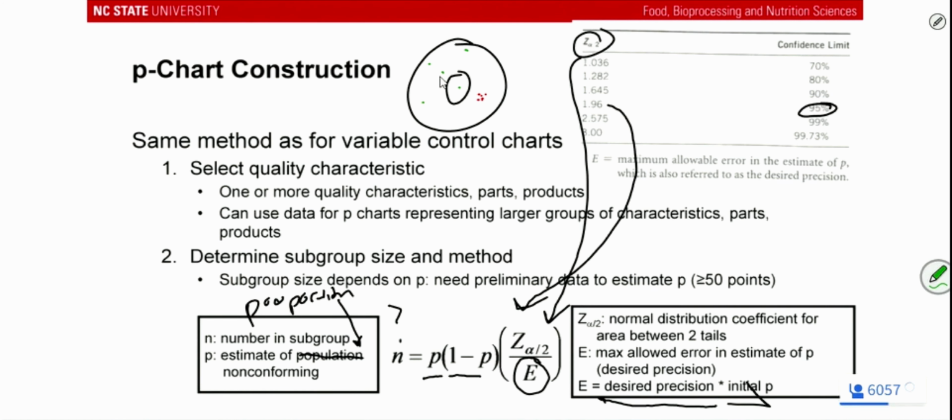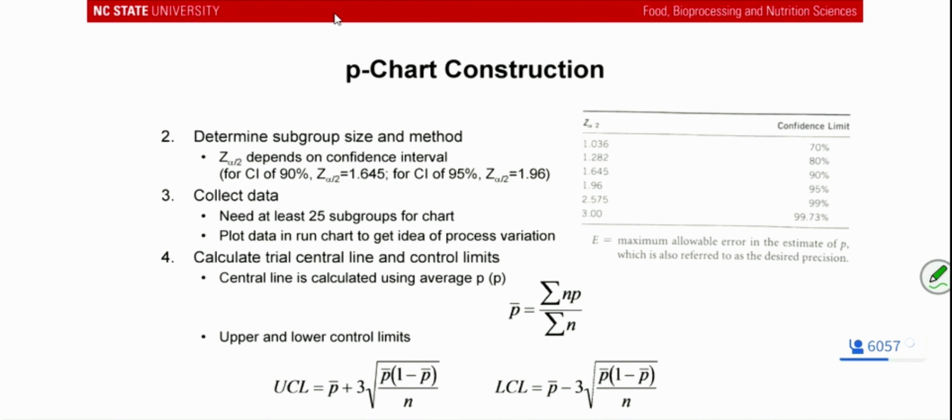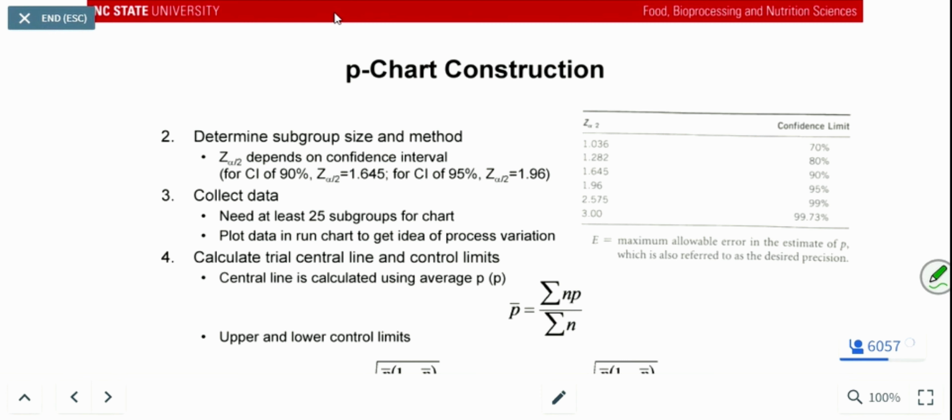So the key is, E is not desired precision. E is desired precision times the initial P. I always have a couple people who just punch in the desired precision right here, and then they're done. And they forget to calculate the initial P. And to get that initial P, we're just going to get at least 50 samples. And we're going to determine how to sample those. Eventually, we'll collect our data.